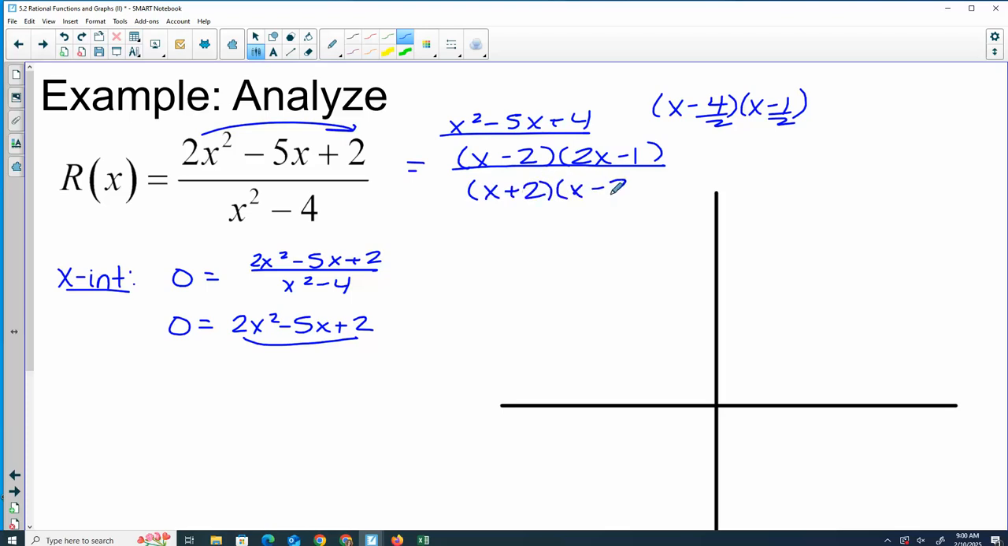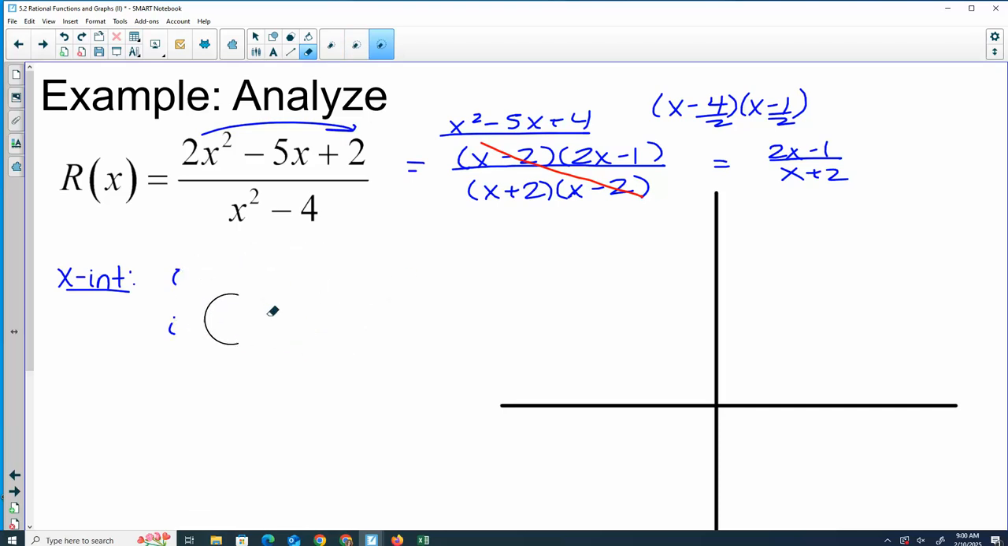So a lot of times I would have you factor before we actually found all the information. So that's what I'm doing right here. What do you notice? So my factored form is 2x minus 1 over x plus 2. That is actually all I need to look at when I'm deciding my asymptotes and x-intercepts and all of that.